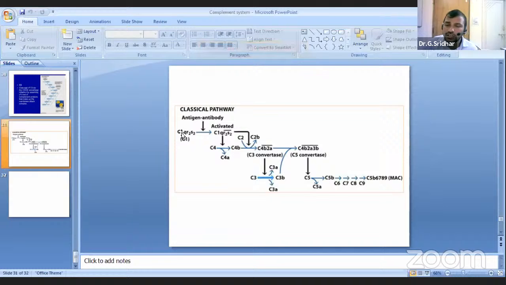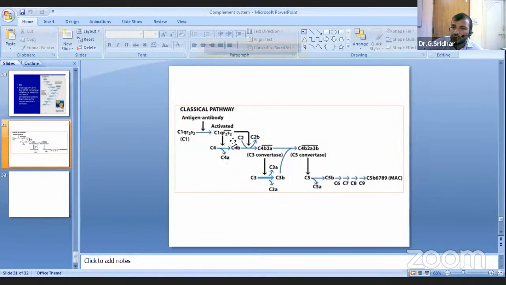If you activate C1q, then there is a conformational change in the C1q. Obviously, it can change the structure of C1R and C1S. That means the total conformation of the C1 protein will be changed. Then you can see here, C1q RS2 will be activated. This activated C1 protein can activate the C4, which gives a smaller subunit and a larger subunit. The larger subunit we call C4b, the smaller subunit we call C4a.